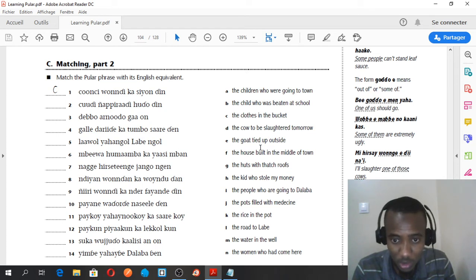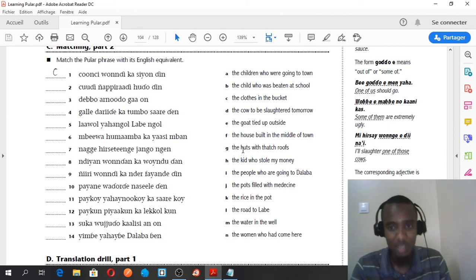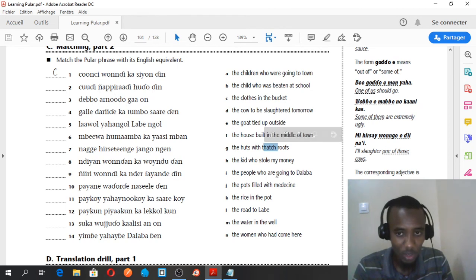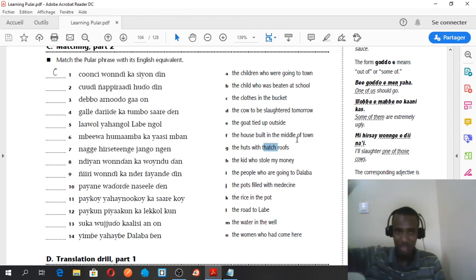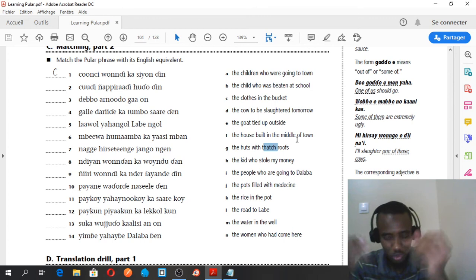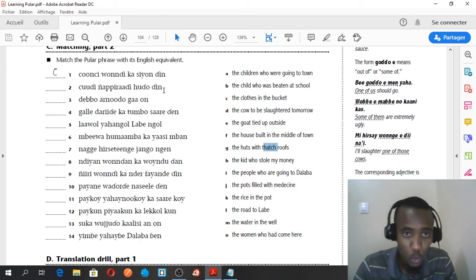I didn't see this much, so. The kid. Yeah, a hat. Okay, the hat with church roof. What on earth is church? Okay, so that's Nyapirgol. Church roof. So that kind of roof, with that kind of material, not trees, it's something. Okay, the huts with church roofs. Okay, chudi nyapiradi hudo. Hudo ding.